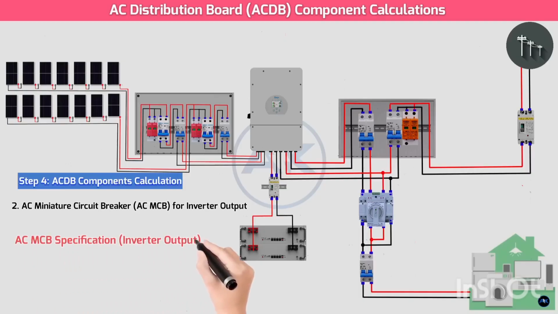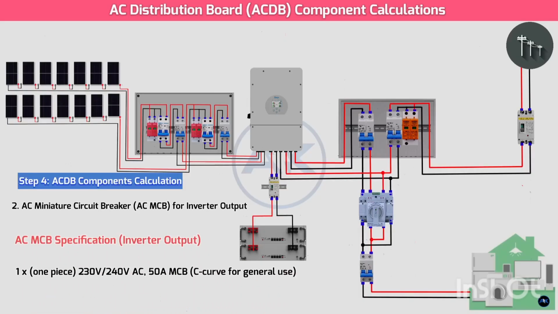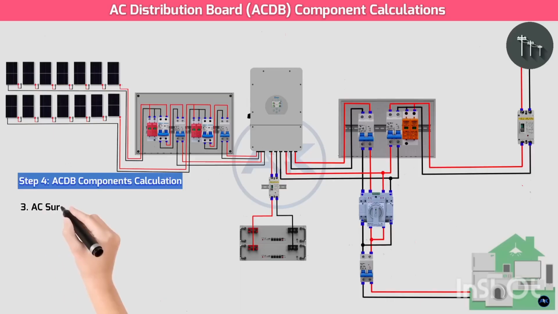AC MCB specification: inverter output, 1 piece, 230 volts / 240 volts AC, 50 ampere MCB, C curve for general use. 3. AC surge protective device, AC-SPD. This SPD protects the AC side of the system, inverter and loads, from voltage surges coming from the utility grid or internal switching events. It's typically installed at the main distribution board or close to the grid connection point.